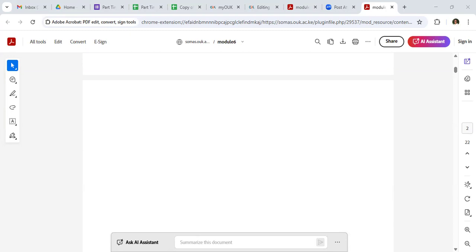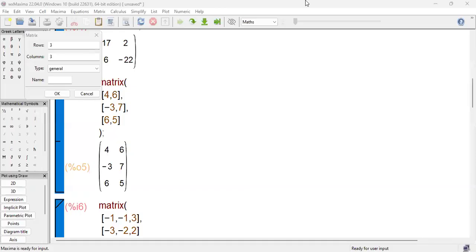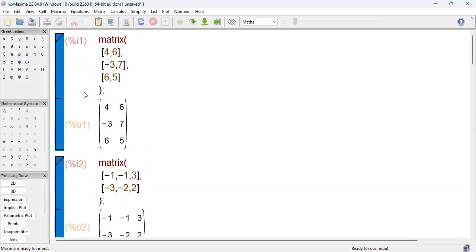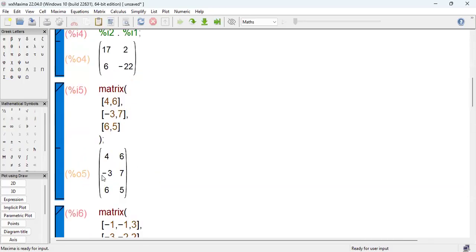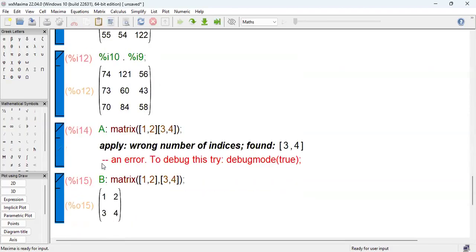Oh, it's not moving. I've already done it, yeah? Okay, so you enter the matrix. You've entered the matrix, choose the order of the matrix, then enter the values of the matrix. So normally in Maxima, you'll always have these two. Can you see percentage I1 and percentage O1? Percentage I1 means input, O means output, that when you input this function, this is what you get as an output. Input, output, inputs, output, and then you have the answer.